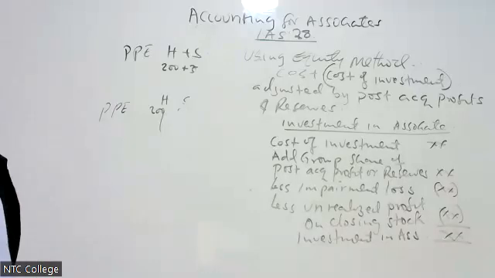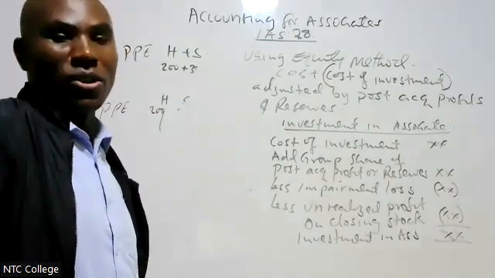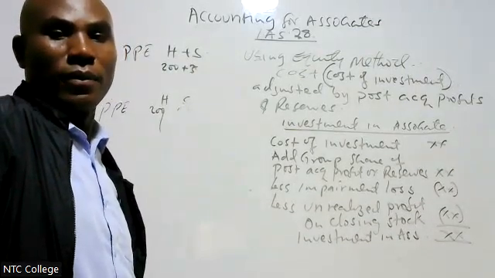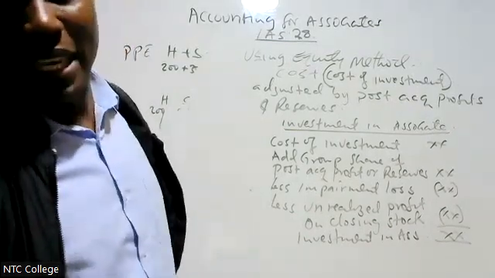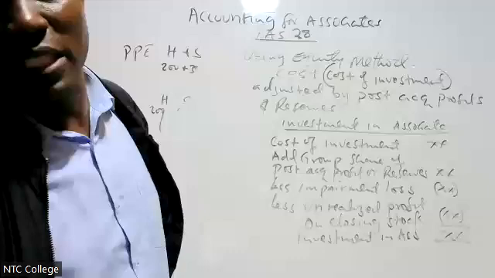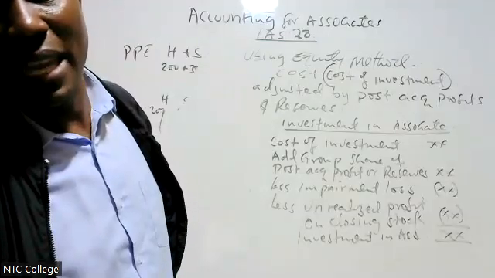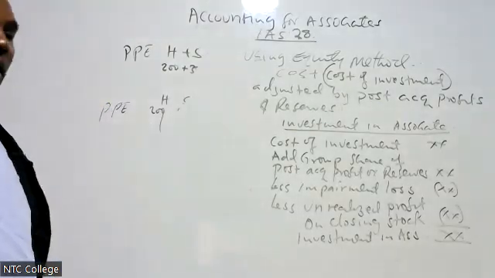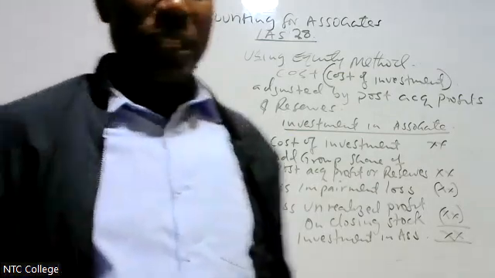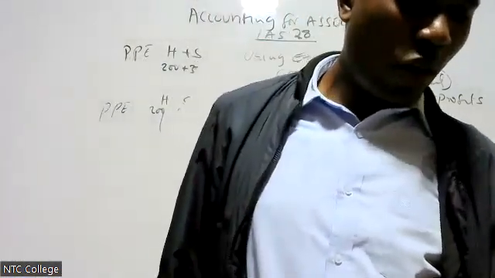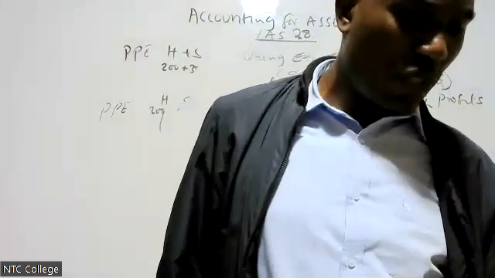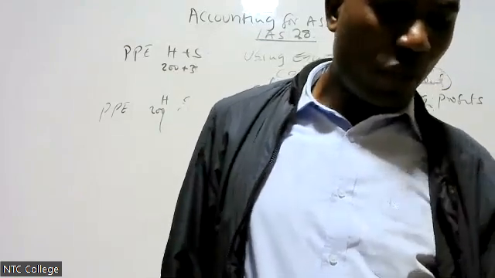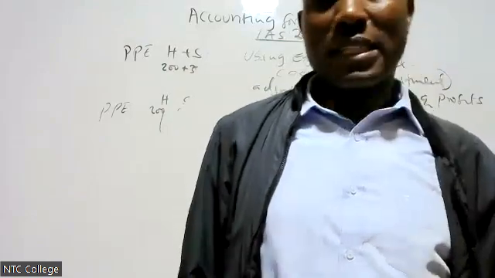Any question on associate? Bottom line, we have said that assets and liabilities should not be consolidated. If there is no question on associate, we go to what we call joint arrangements.